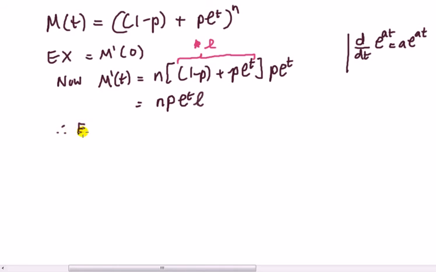Therefore, the expected value of X is the first derivative of the MGF evaluated at t = 0, and that's np times e to the power of 0, that's 1, and then times L. L is all this lot, 1 minus p plus p times e to the 0, so that's 1. These p's cancel out, so that's just 1, so it's n times p times 1, np.